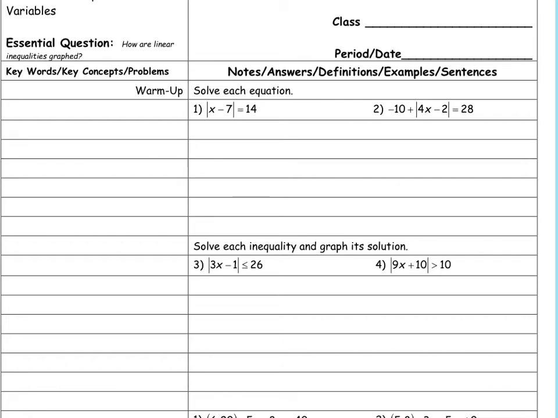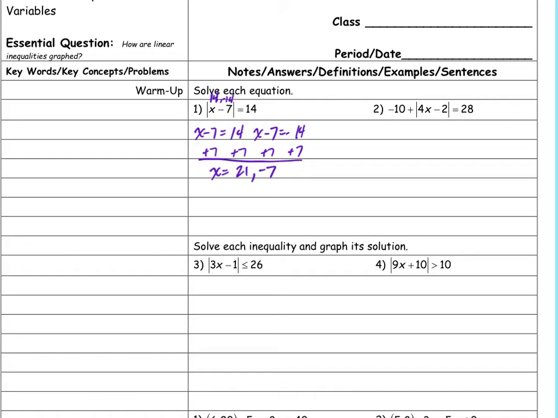Okay, guys. So remember, for absolute value, there's two answers, right? Because there's two numbers that have a distance of 14 from 0 on the number line, which is 14 and negative 14. So I have to set the inside, x minus 7, equal to positive 14, and x minus 7 equal to negative 14, and then solve. So add 7. And I get x equals 21 and negative 7.